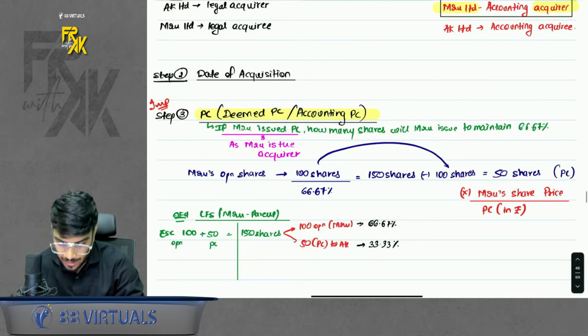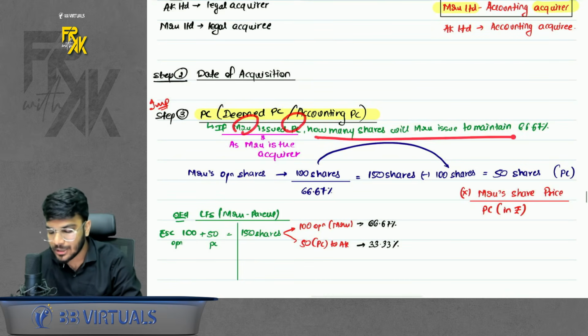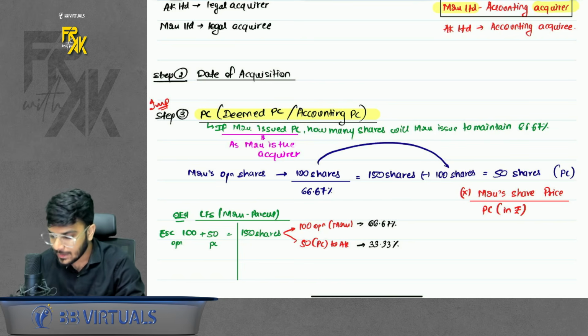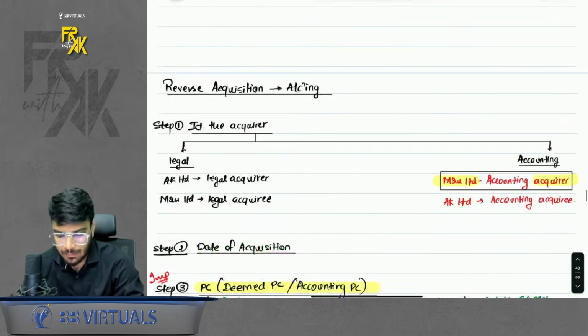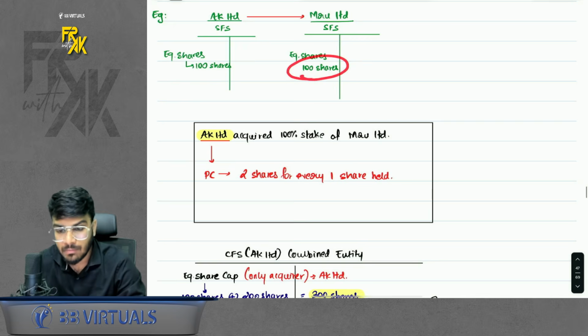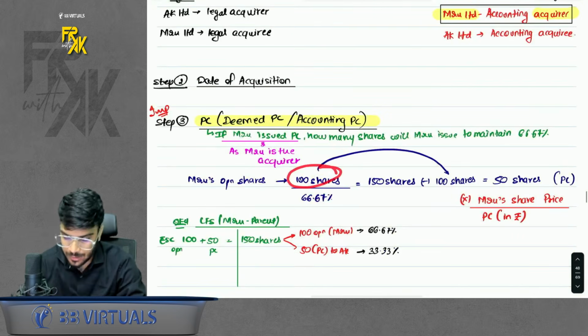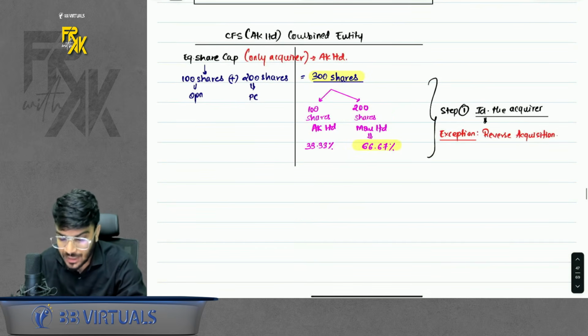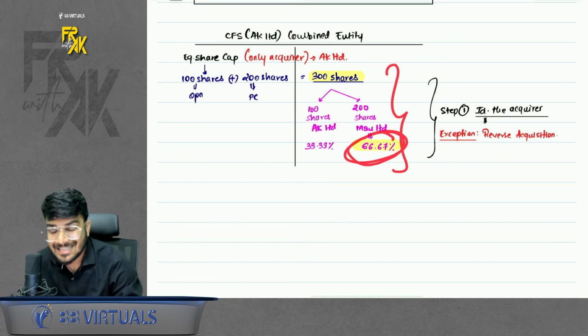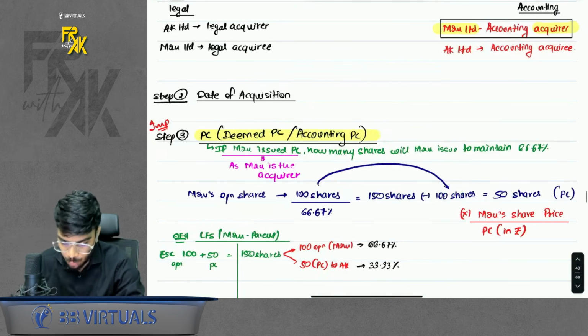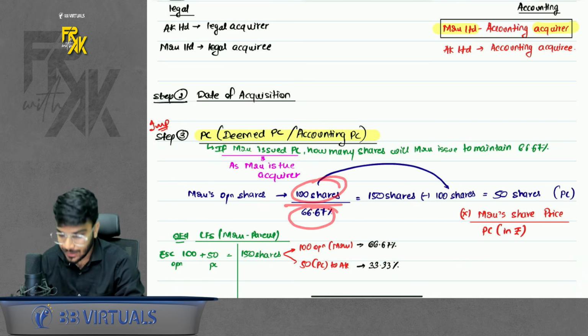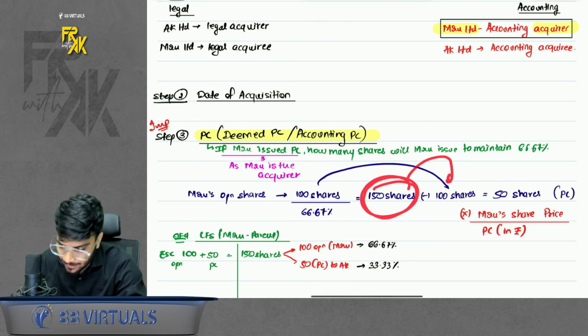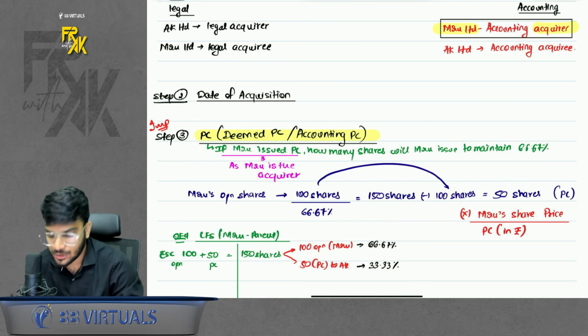What is the meaning of this? If MRU would have issued the PC, how many shares would MRU give to maintain a 66.67% stake? It is simple. To find deemed PC, take the opening shares of MRU. Remember we discussed this. Divide by the stake to be maintained. How did you get the stake to be maintained? We did the rough working note now, where we came to know MRU has got a 66.67% stake. So take MRU's opening shares, divide by the stake to be maintained. Whatever answer you get, then again deduct the opening shares. You will get the accounting or deemed PC in terms of shares.